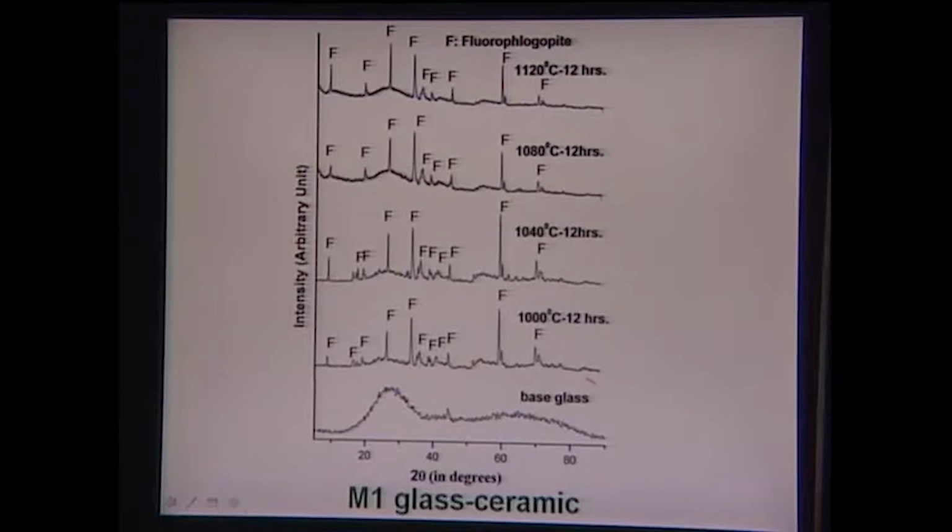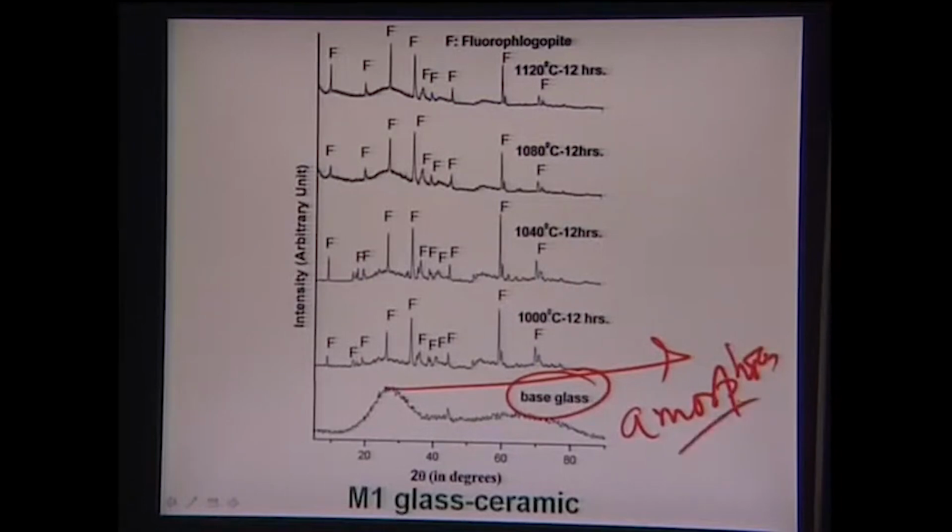If you see the base glass here, this shows an essentially amorphous, very broad peak, and no crystallinity is observed. But when the same base glass is heat treated at 1000 degrees Celsius for 12 hours, you see very characteristic sharp crystalline peaks, and this F stands for fluorophlogopite.